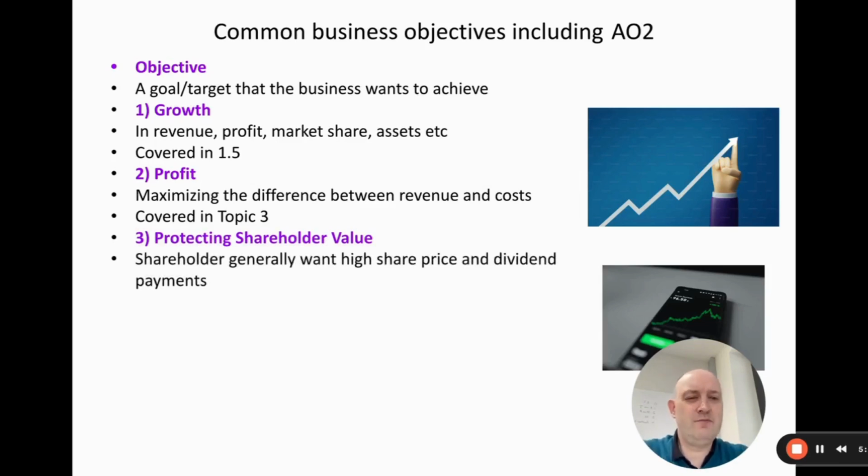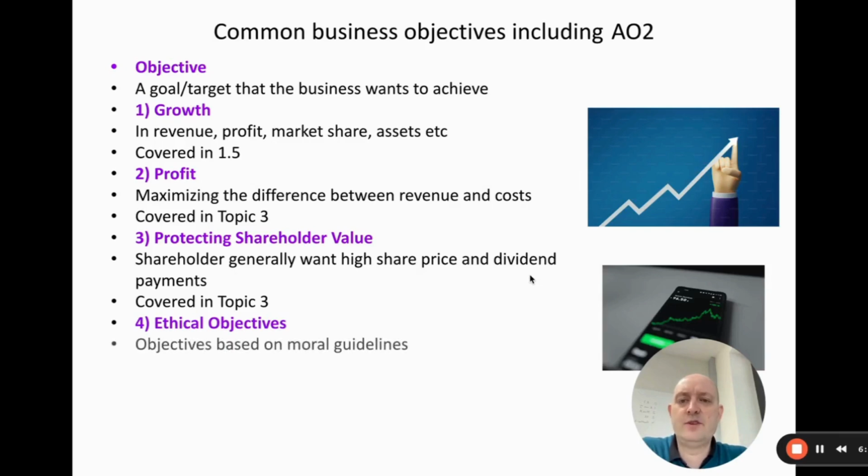Number 3 might be to protect shareholder value. You could say this is the valuation of the company. One way we can value it is through the share price. Shareholders generally want a high share price and dividend payments. And this is covered in topic 3 as well, where we talk about the pros and cons of paying high dividends.